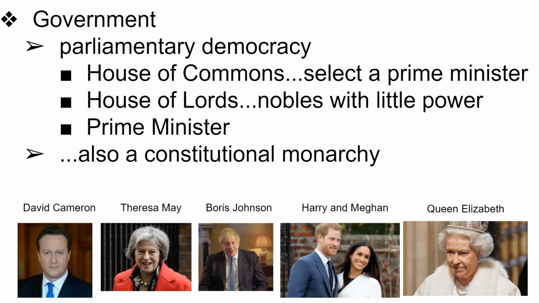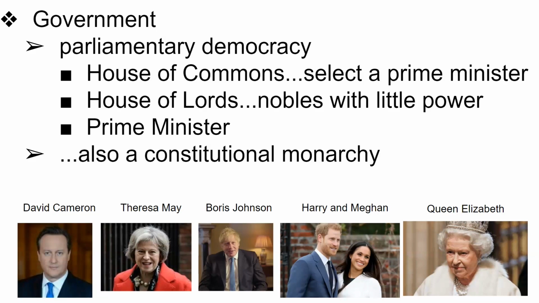So what does that look like in the UK? Well, you've got your two houses, which make up your legislature. You have the House of Commons, which is largely selected by a prime minister when they form a new government, but certainly still elected by the people. And then you've got the House of Lords, which tends to have a little less of a democratic process, typically nobles who have very little power. And then, of course, you've got your prime minister, who's elected by the people as well.